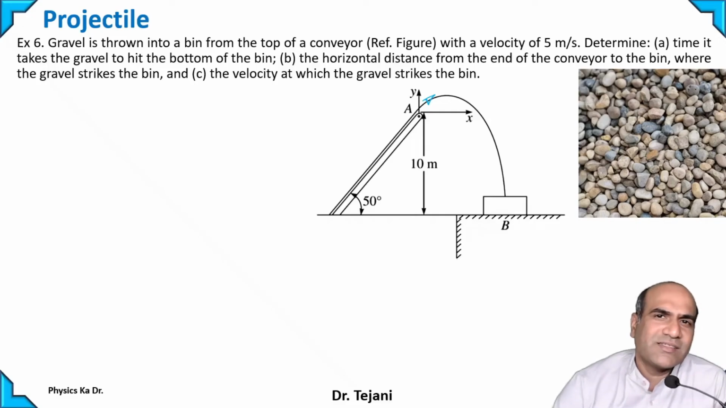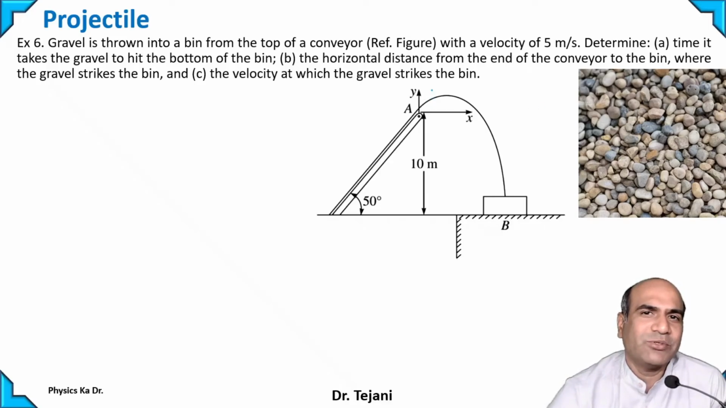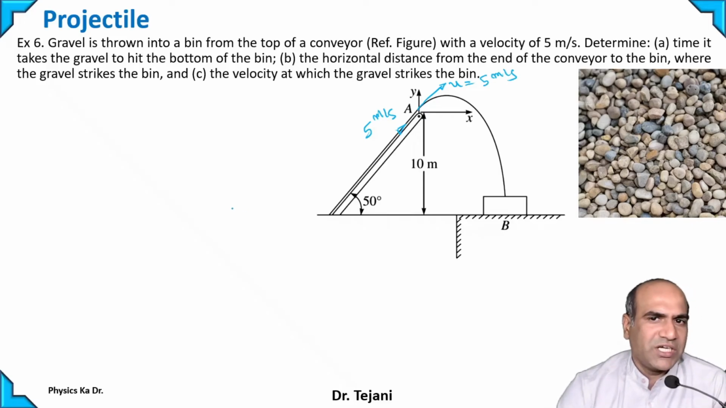We discussed this kind of velocity part during, I think, session number 3 or 4, in both the sessions. So if you want more details, you should refer to those videos. So what is mentioned? Gravel is thrown into a bin from the top of the conveyor. The figure is given. With a velocity of 5 meter per second. See here, velocity of gravel is 5 meter per second. That means the object which is thrown, its initial velocity must be 5 meter per second. After that, it may reduce somewhat, but initially it has 5 meter per second.